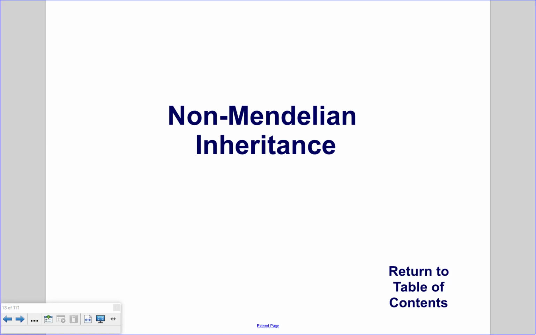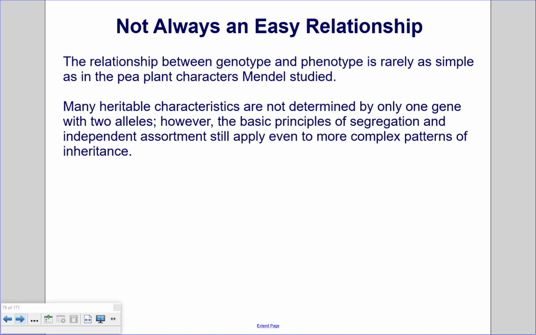Non-Mendelian inheritance. Not always an easy relationship. The relationship between genotype and phenotype is rarely as simple as in the pea plant characteristics Mendel studied. Many heritable characteristics are not determined by only one gene with two alleles. However, the basic principles of segregation and independent assortment still apply even to more complex problems of inheritance.